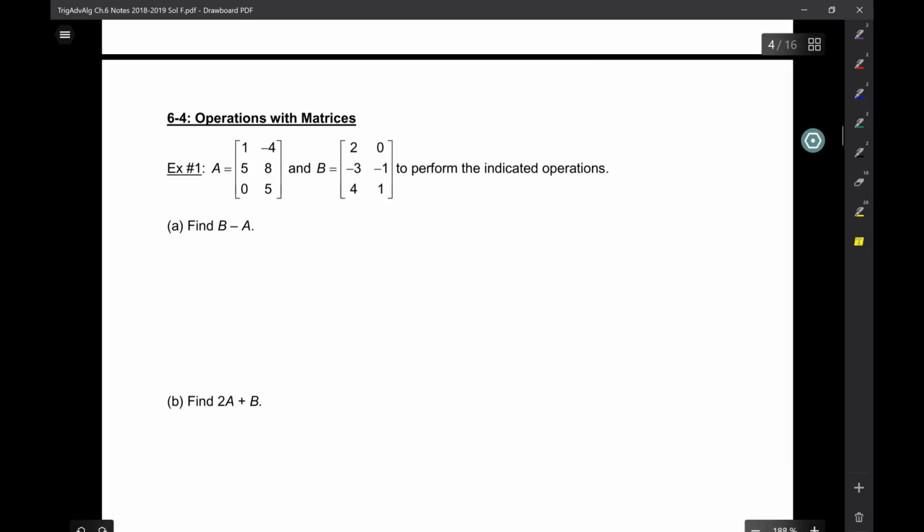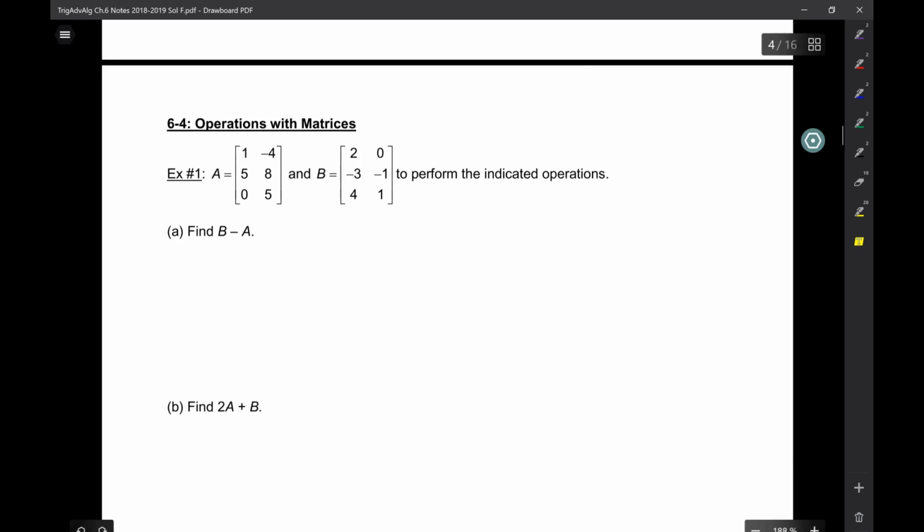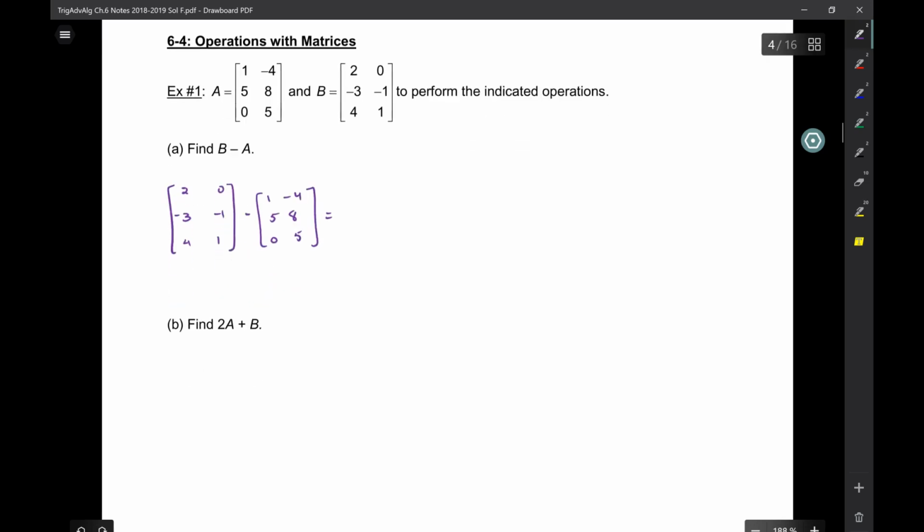So this one asks to subtract b minus a. So that's what we're going to do. So go ahead and put in your b, minus a. And we're going to subtract, and we can do that because they have the same dimensions.